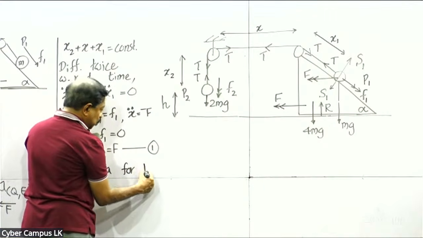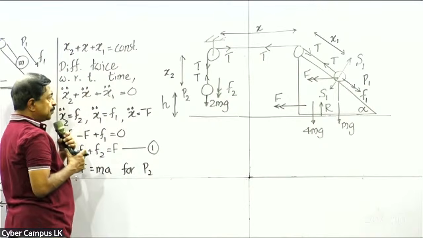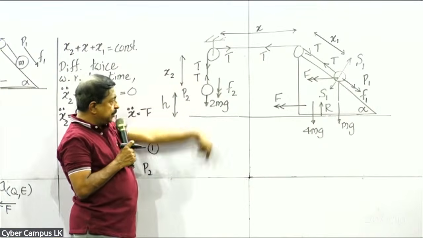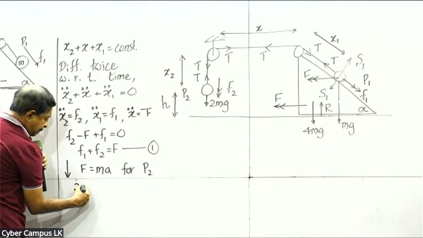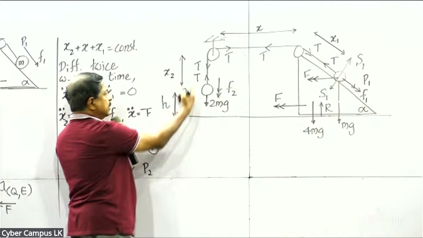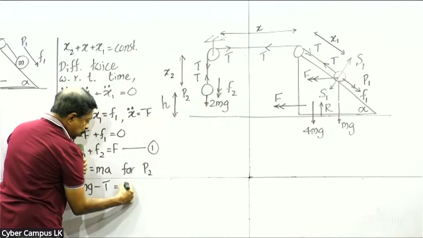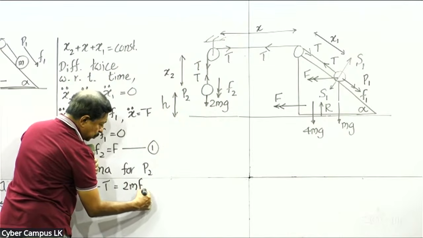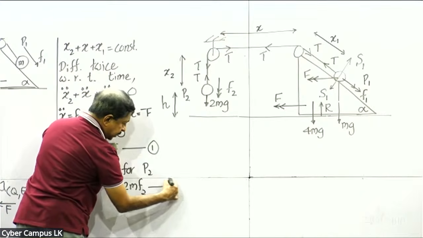For P2, 2mg is in this direction, minus T is in the opposite direction, is equal to 2m times F2. So that's our second equation.